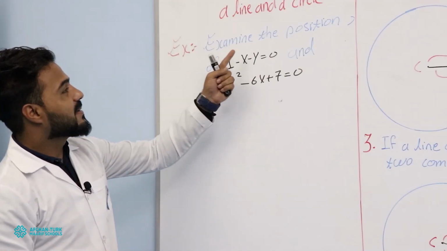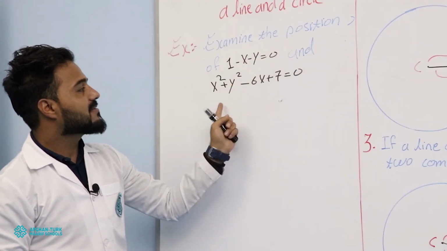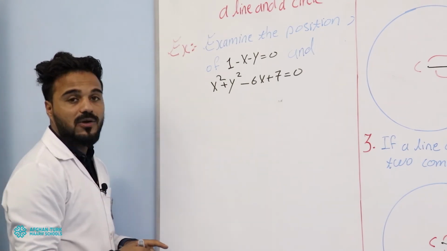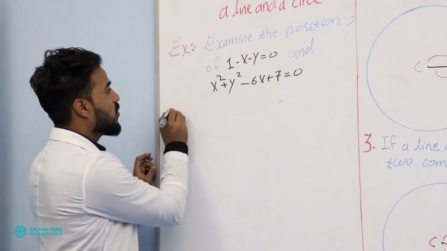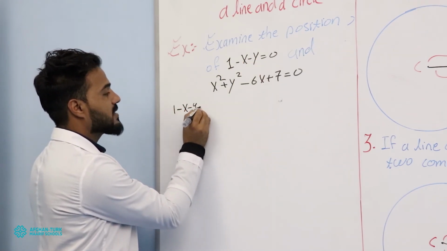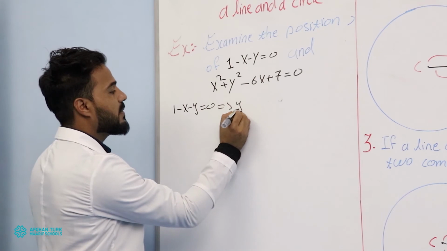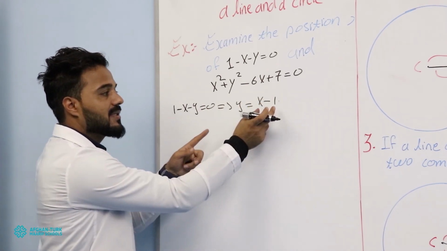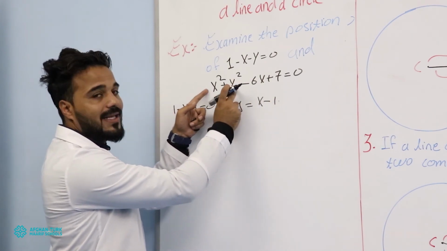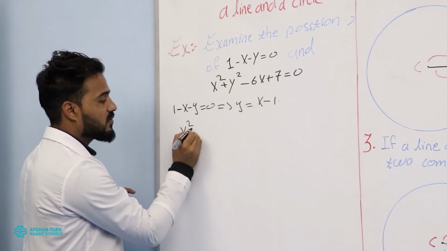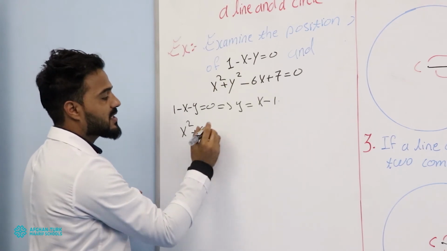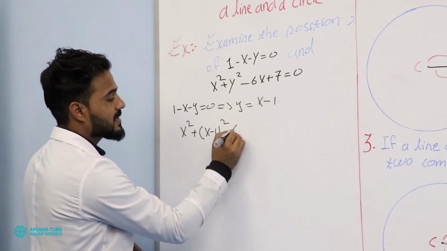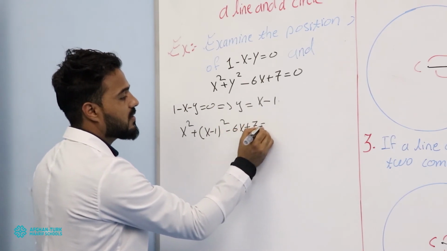Second example, examine the position of this line and the circle. So we studied that in this case we must find x or y from the equation of line. So 1 minus x minus y is equal with 0. So y will be equal with x minus 1. After that we must put the value of y instead of y in the equation of circle. So we have x square plus x minus 1 square minus 6x plus 7 is equal with 0.